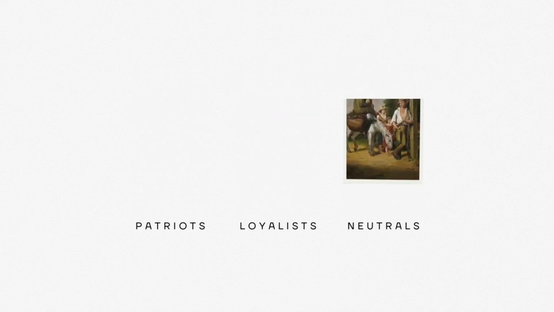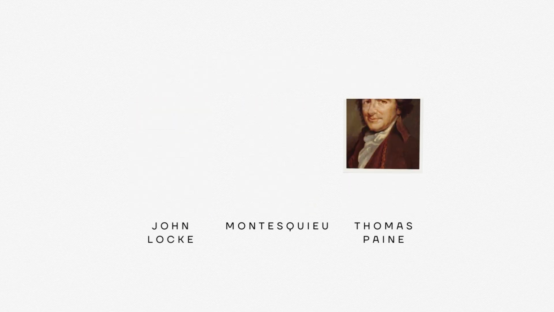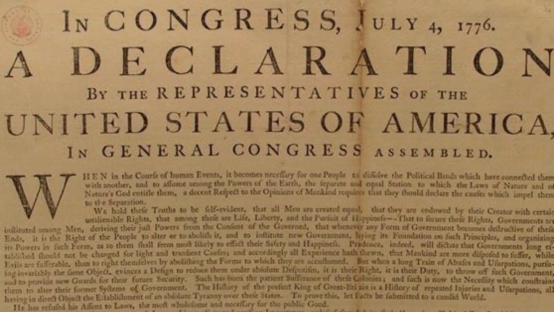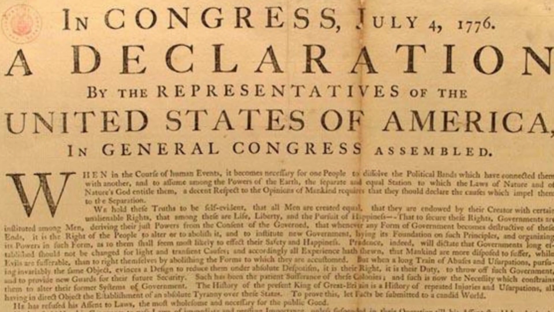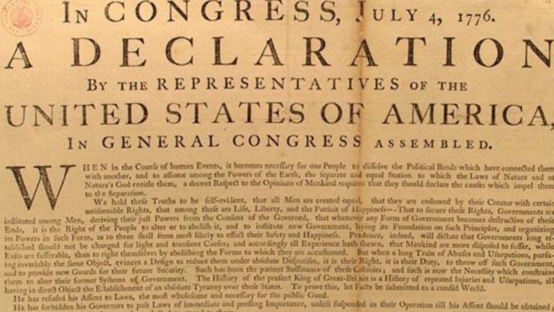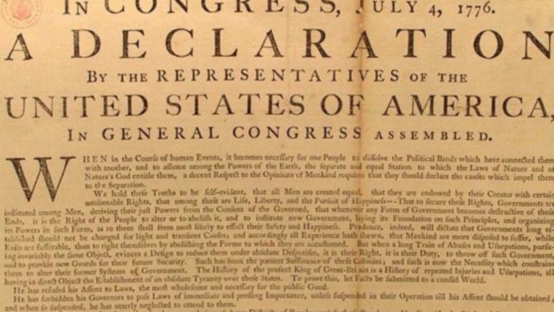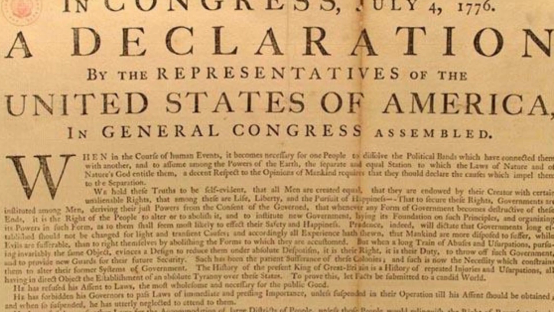The Enlightenment ideas of John Locke, Montesquieu, and Thomas Paine played a crucial role in inspiring the revolutionaries. Their ideas on liberty, government, and natural rights were instrumental in shaping the Declaration of Independence. The Declaration of Independence, primarily authored by Thomas Jefferson but influenced by the ideas of the Enlightenment thinkers, was based on Enlightenment principles. It declared the colonies' intent to break free from British rule, asserting the inherent rights to life, liberty, and the pursuit of happiness.